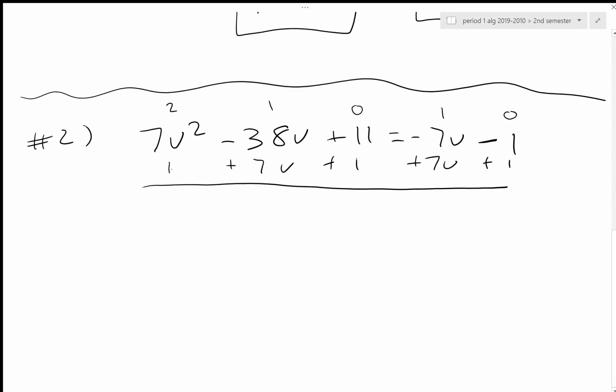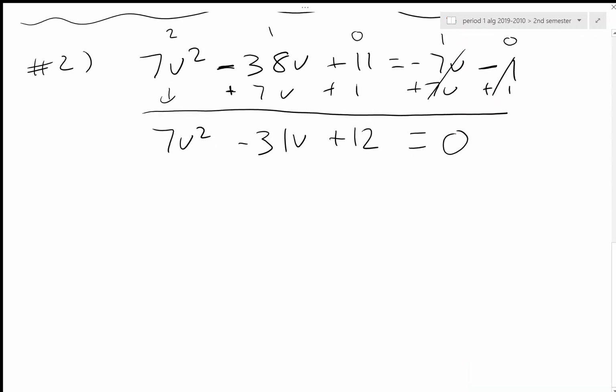Okay, so this comes down 7v squared. Use your calculator. Negative 38 plus 7 is negative 31v. 11 plus 1 is 12. And all of this cancels out, so that equals 0. So now, A is 7, B is negative 31, C is 12.